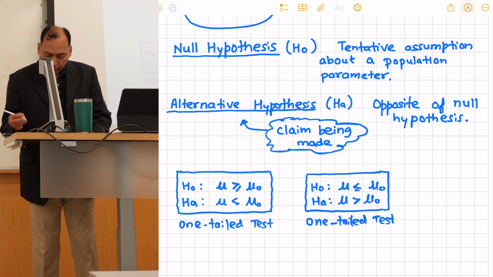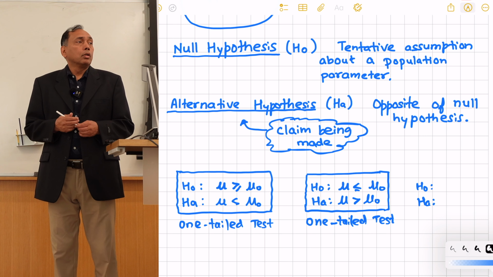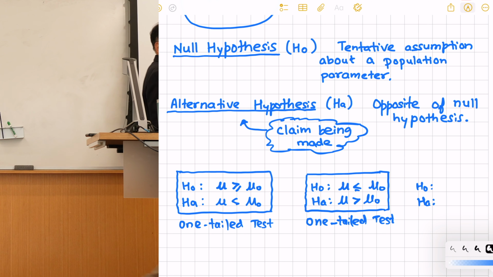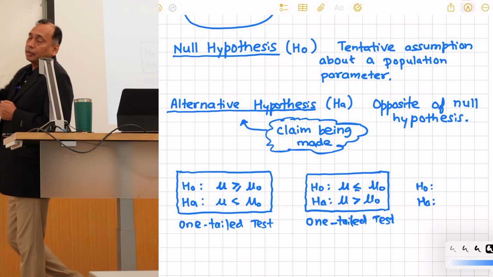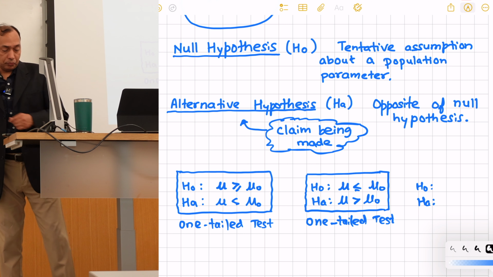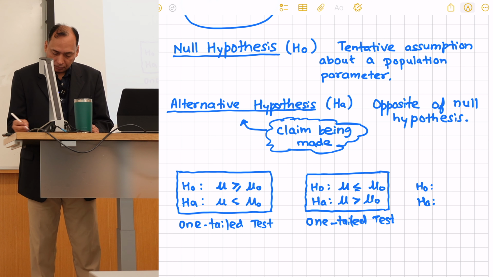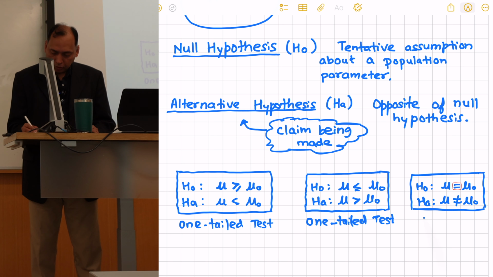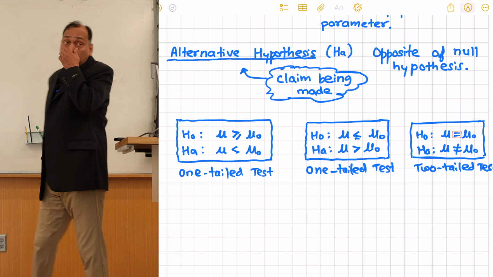And the third situation could be, for example, a company which produces milk, and they have a gallon of milk, and their claim may be that the weight is always 1 gallon, neither too high nor too low. So that could be a situation where mu is equal to some number or mu is not equal to some number. Because you are looking at both sides of the tail, this is called a two-tailed test. So those are the three situations you'll come across.